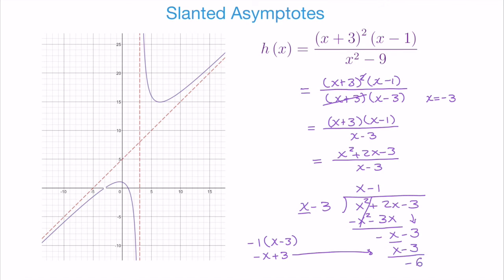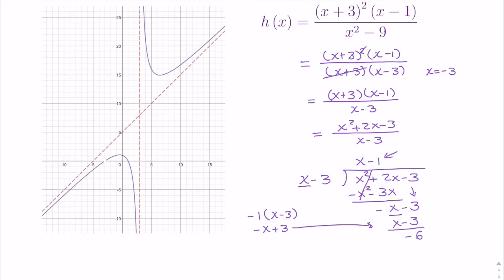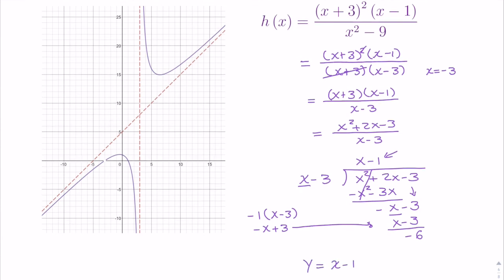Where is our slanted asymptote? Right there. The slanted asymptote is y equals x minus 1. As you can see in the graph, it is approaching the asymptote here and here.